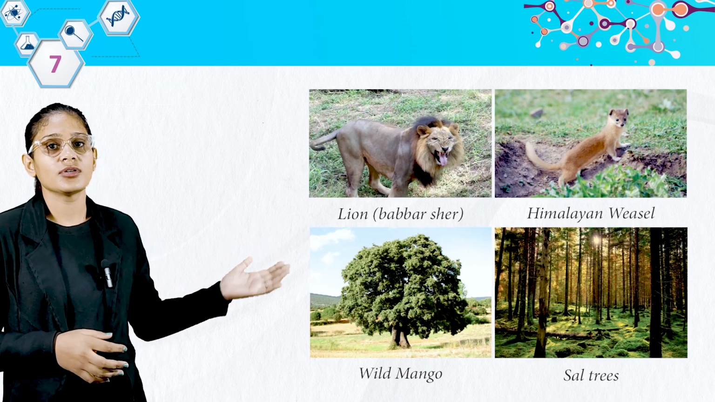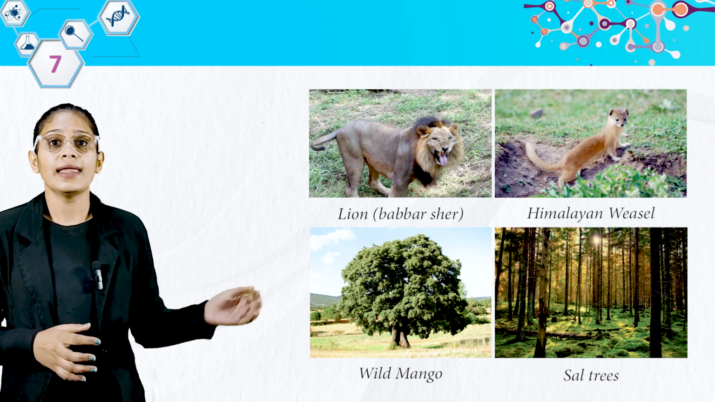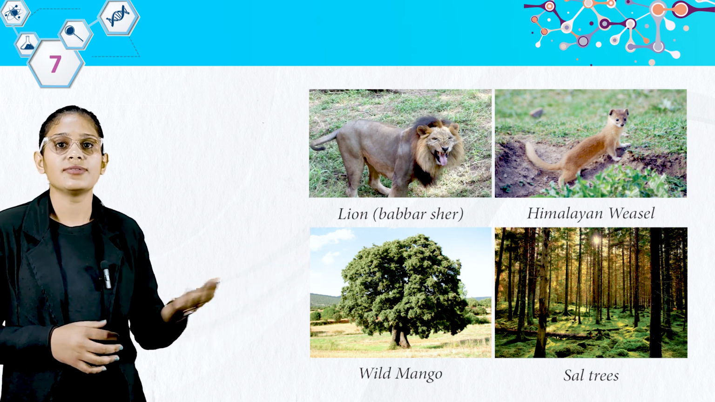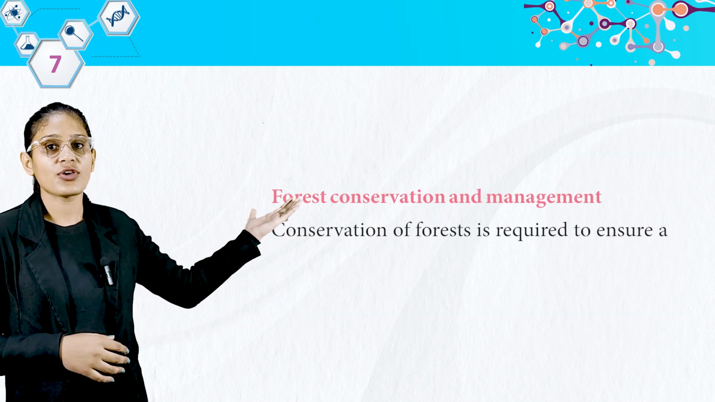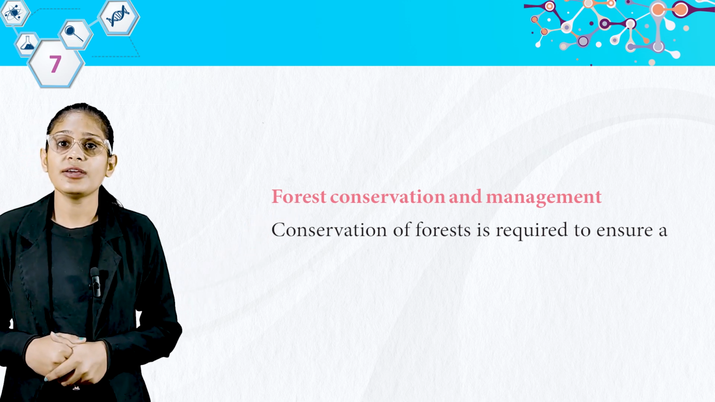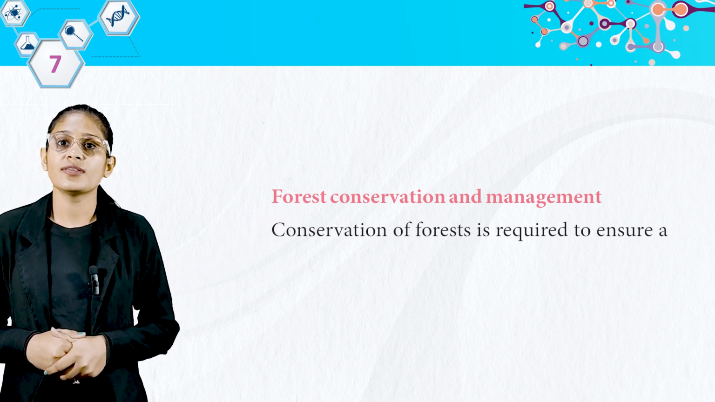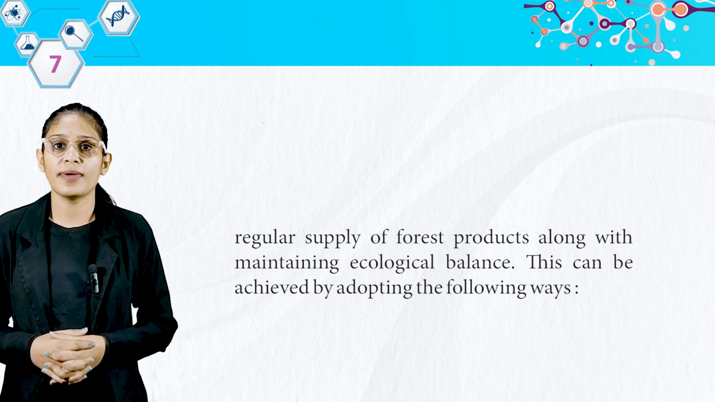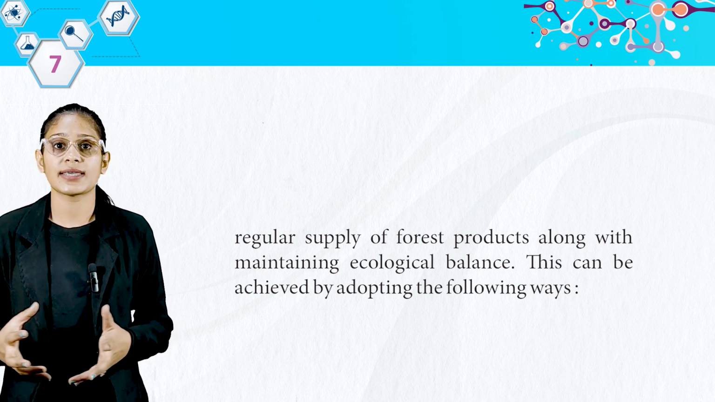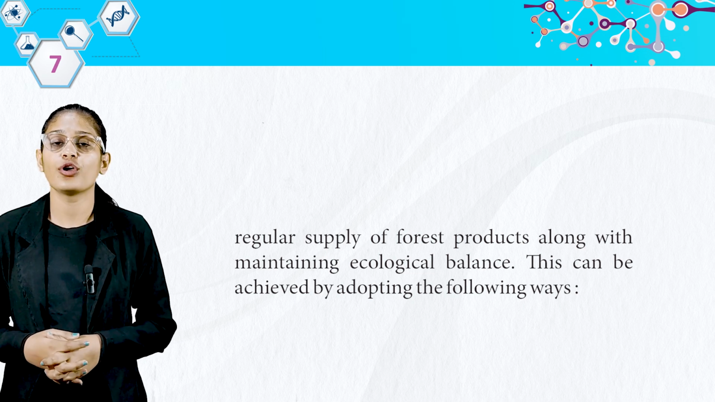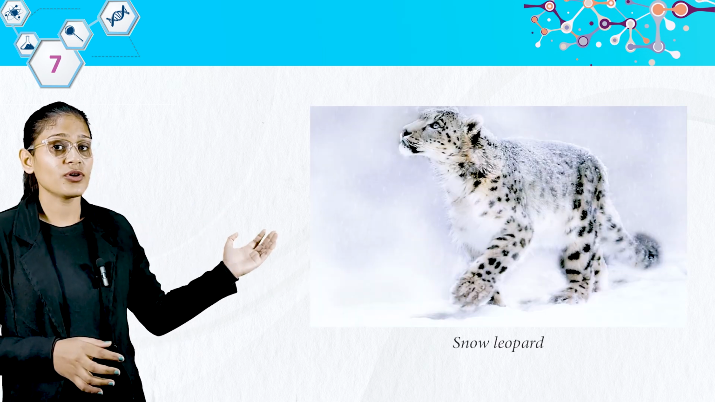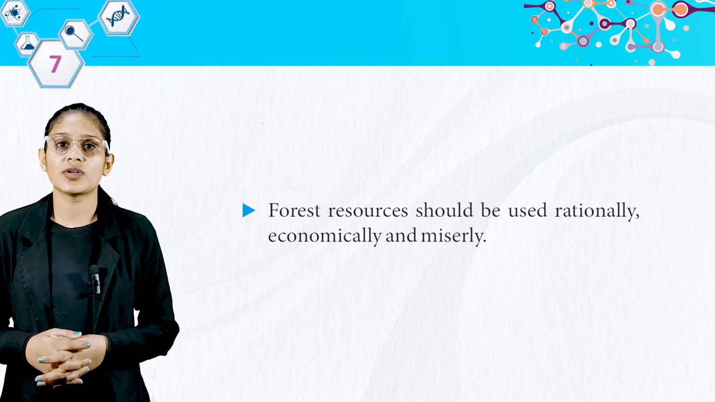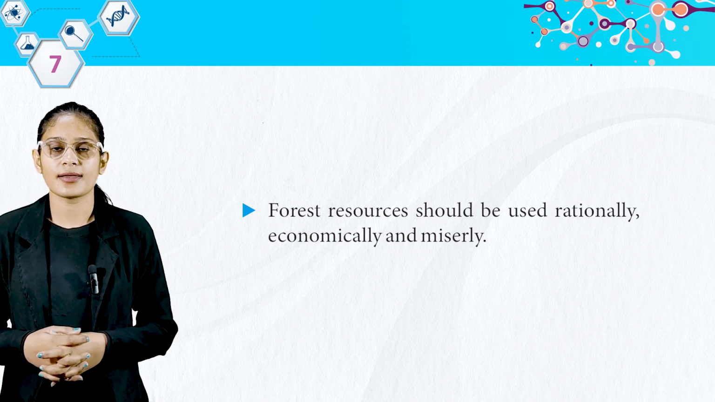Look at the pictures, students. We have lion, babbar sher, Himalayan mussels, wild mango, sal trees. Forest conservation and management. Conservation of forest is required to ensure a regular supply of forest products along with maintaining ecological balance. This can be achieved by adopting the following ways. Students, look at the picture. We have snow leopard. Forest resources should be used rationally, economically and miserly.